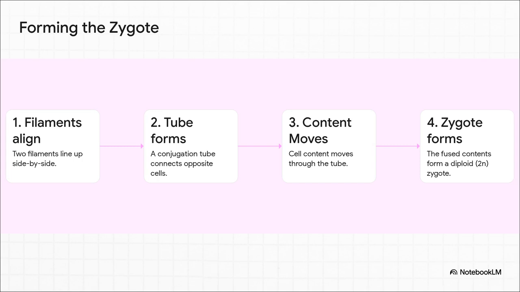Then, little protrusions start to grow out from opposite cells, reaching for each other until they connect and form a bridge, a conjugation tube. And here's where it gets really cool. The entire living content of one cell, the protoplasm, actually travels across that bridge and fuses with the cell on the other side. This fusion creates a new diploid zygote.